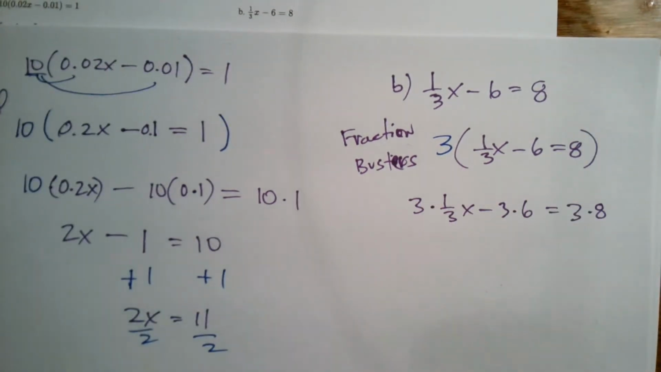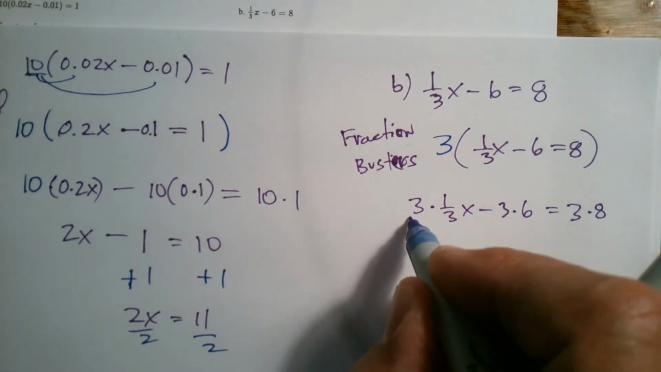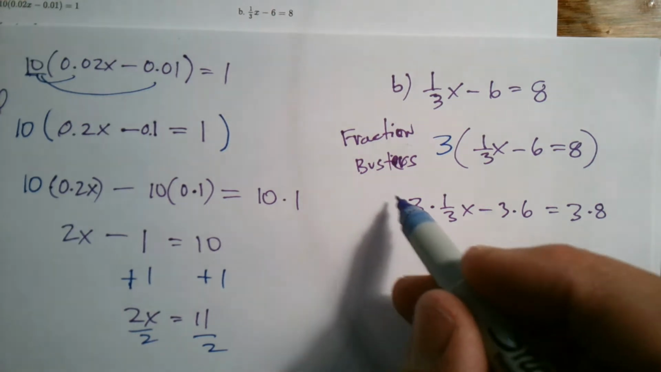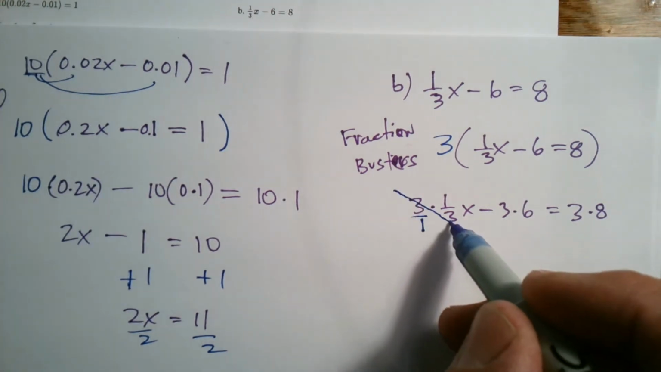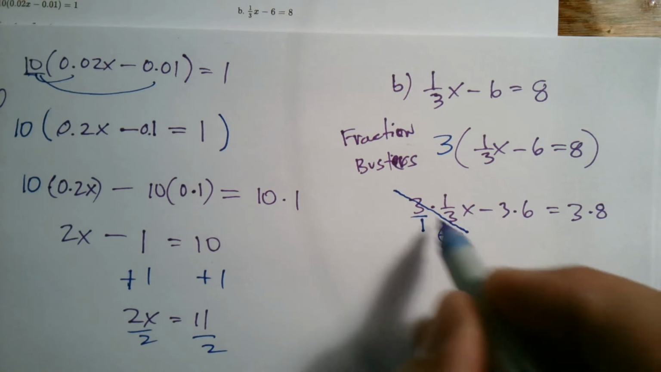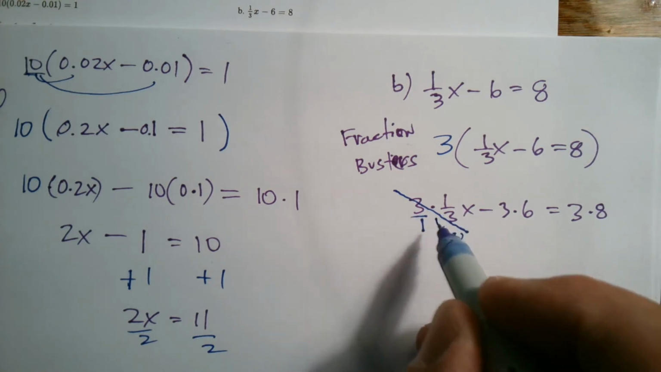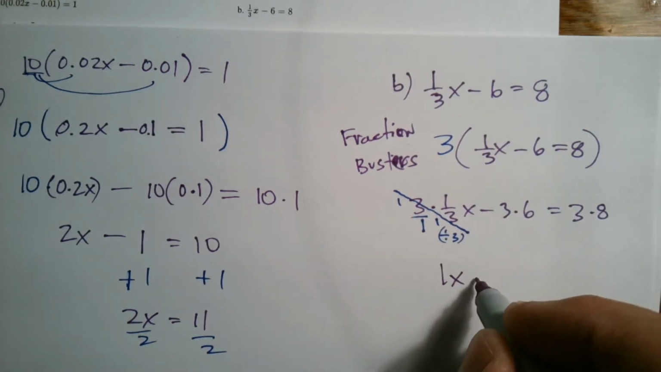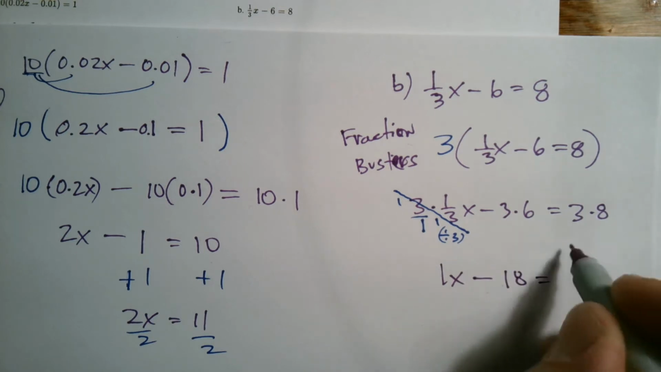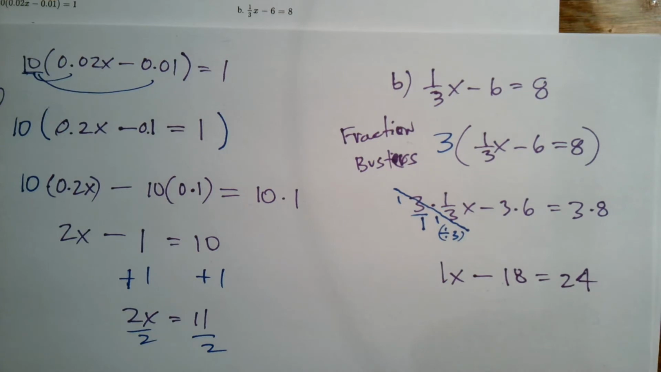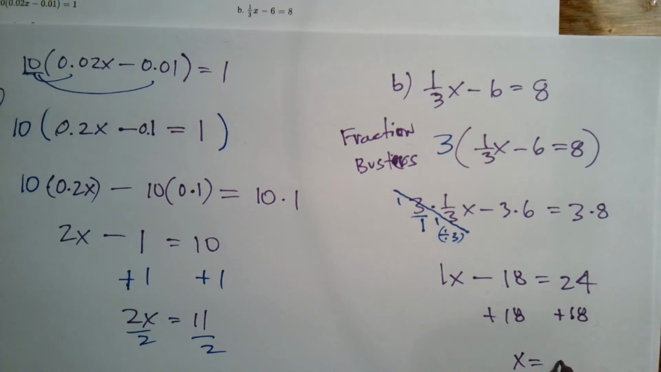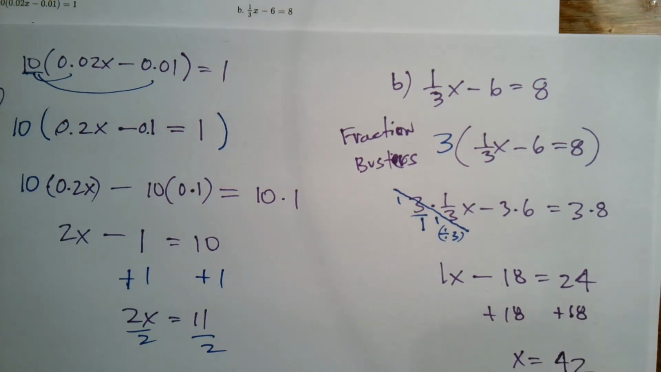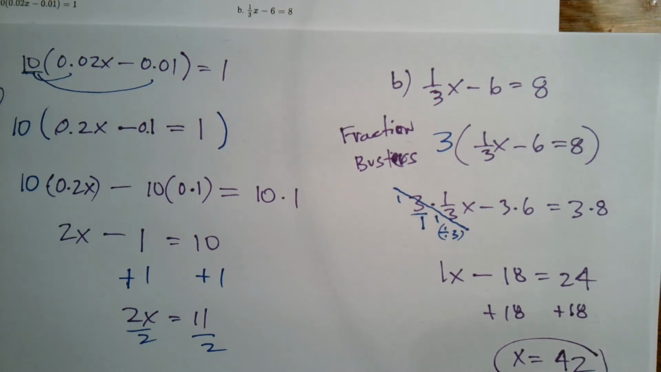So 3 times 1/3. What happens when you multiply 3 times 1/3? When you multiply a whole number times a fraction, put the whole number over 1, and then you can also diagonally simplify, right? I can divide all of that by 3. 3 goes into 3, so that becomes a 1, becomes a 1. So really, I end up with 1 over 1, which is just 1x, minus 3 times 6 is 18, equals 3 times 8 is 24. Now all I got to do at this point is just add 18 to both sides. And I have x is equal to 42.